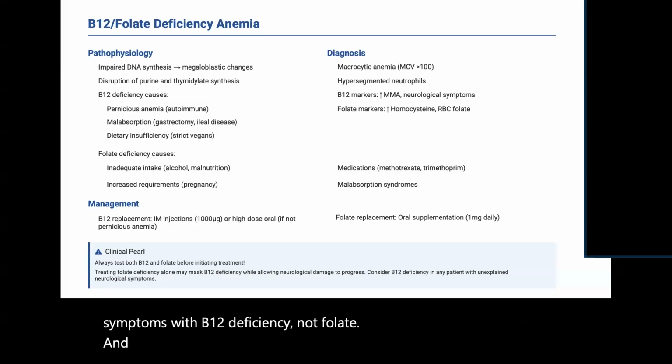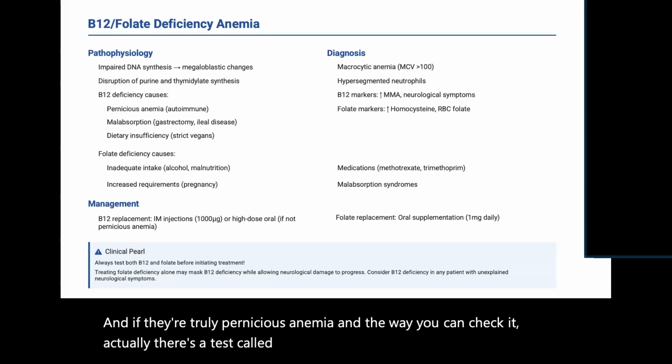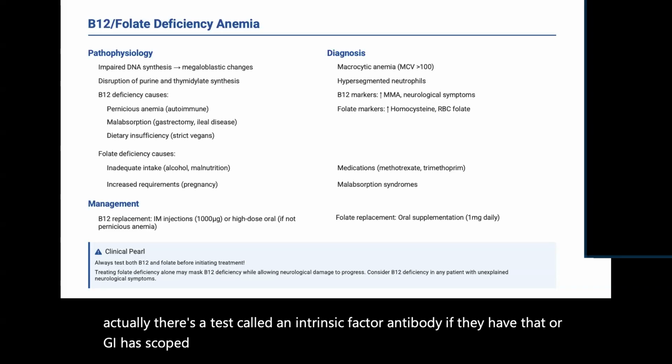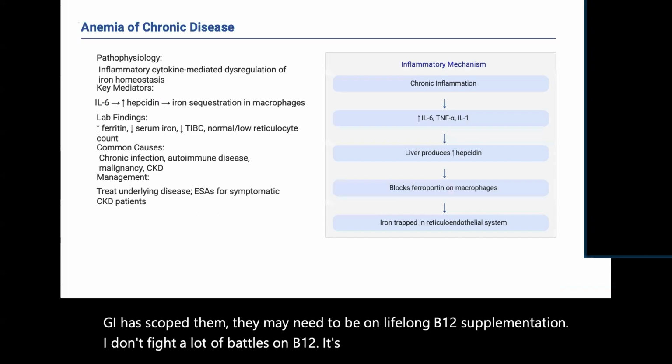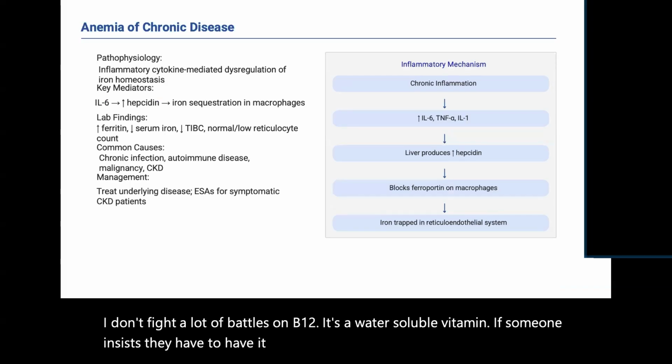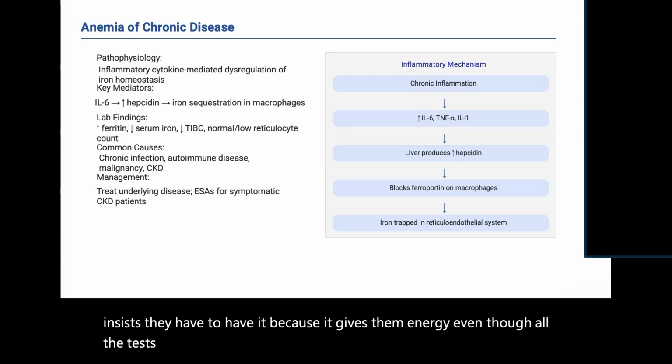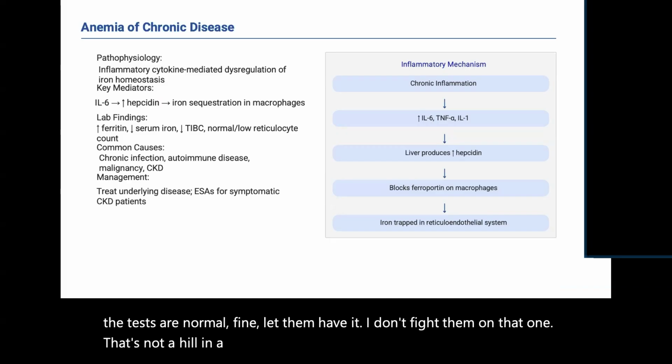And if they're truly pernicious anemia, the way you can check it, actually, there's a test called an intrinsic factor antibody. If they have that or GI has scoped them, they may need to be on lifelong B12 supplementation. I don't fight a lot of battles on B12. It's a water-soluble vitamin. If someone insists they have to have it because it gives them energy, even though all the tests are normal, fine, let them have it. I don't fight them on that one. That's not a hill I'm willing to die on.